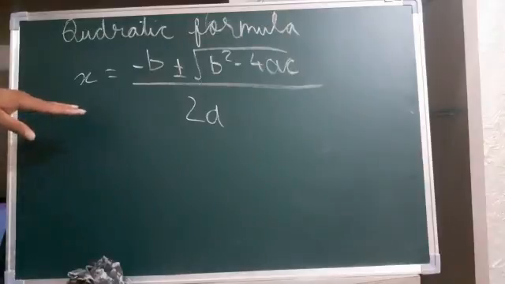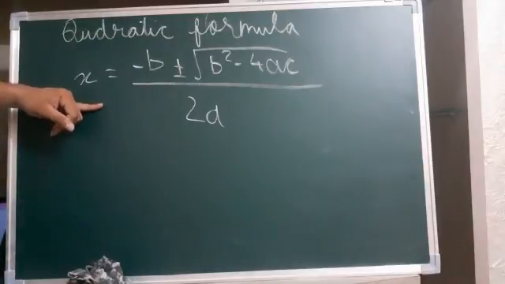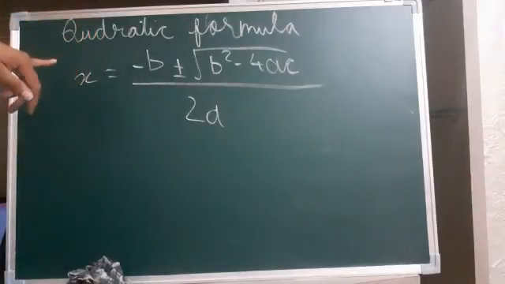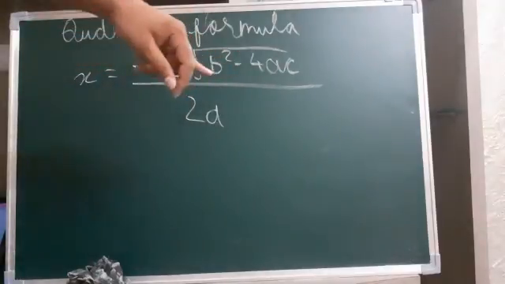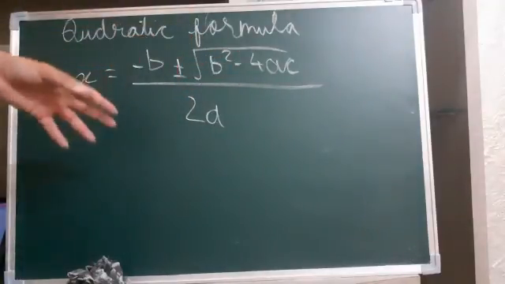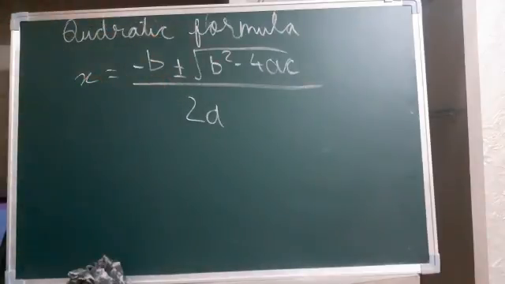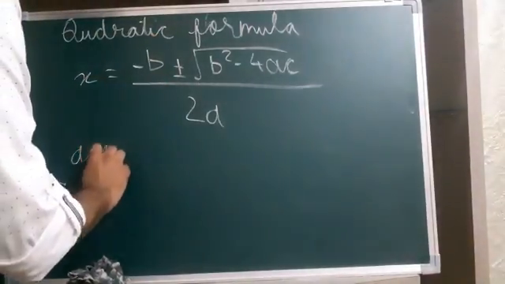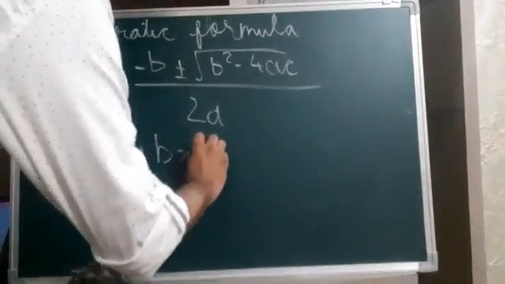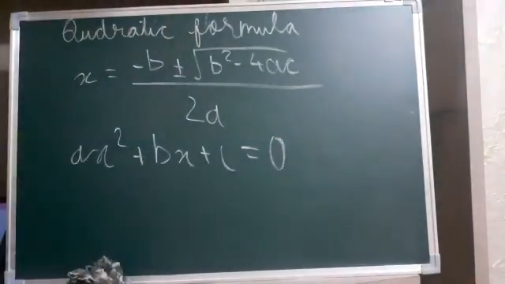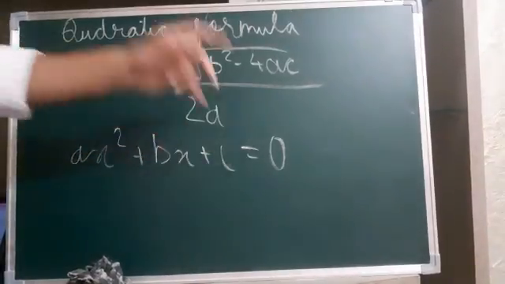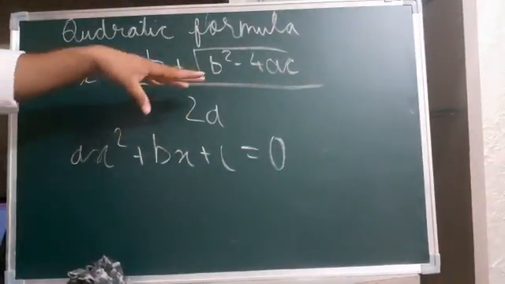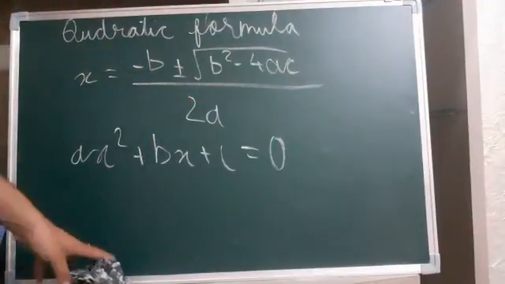So this formula gives x, meaning the root. The roots of a given equation are given by x = (minus b plus minus square root of b square minus 4ac) upon 2a. And what are a, b and c? ax square plus bx plus c is equal to 0 was the basic form of a quadratic equation. So a is the coefficient of x square, b is the coefficient of x, and c is the constant. When we put the values in this formula, we get two roots.